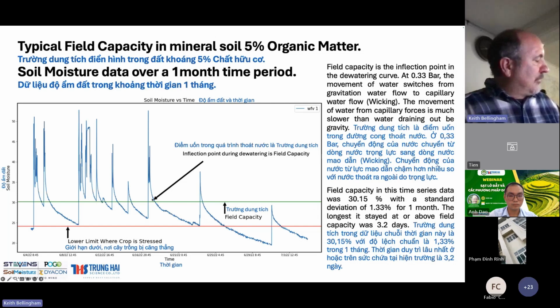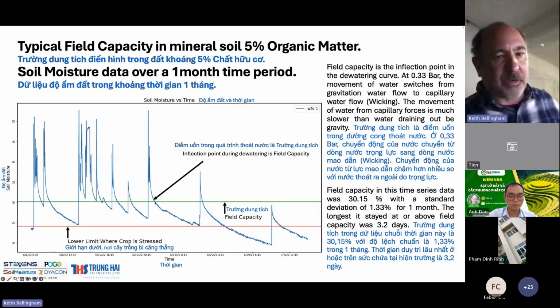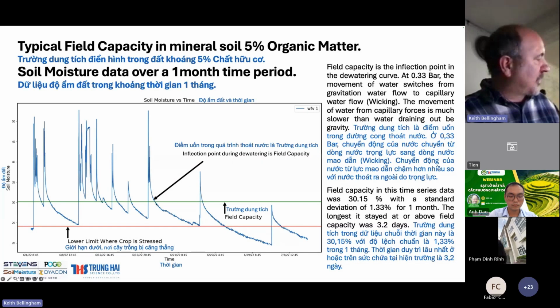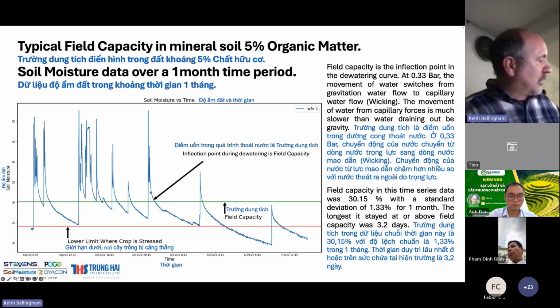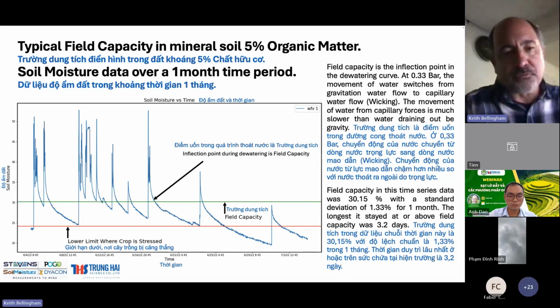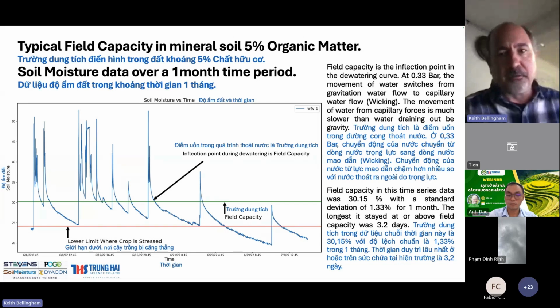This inflection point is determined mathematically by a slope, a rolling slope. When the rolling slope reaches a certain threshold on the dewatering side of the hydrograph, that is equal to field capacity. It's the inflection point of when the water transitions from being pulled by gravity to capillarity, otherwise called wicking.